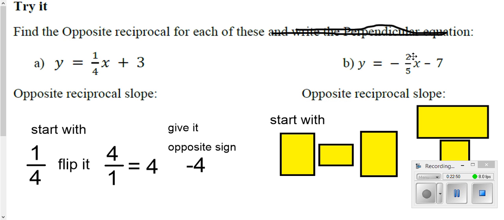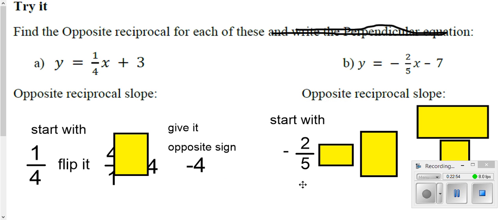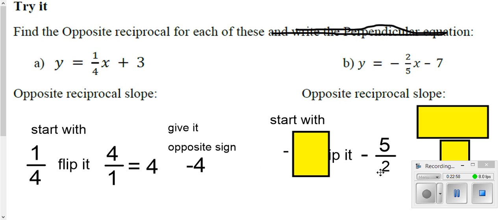If you look at the second one, we have a slope of -2/5. So start with -2/5. Then we flip it. It will be -5/2.